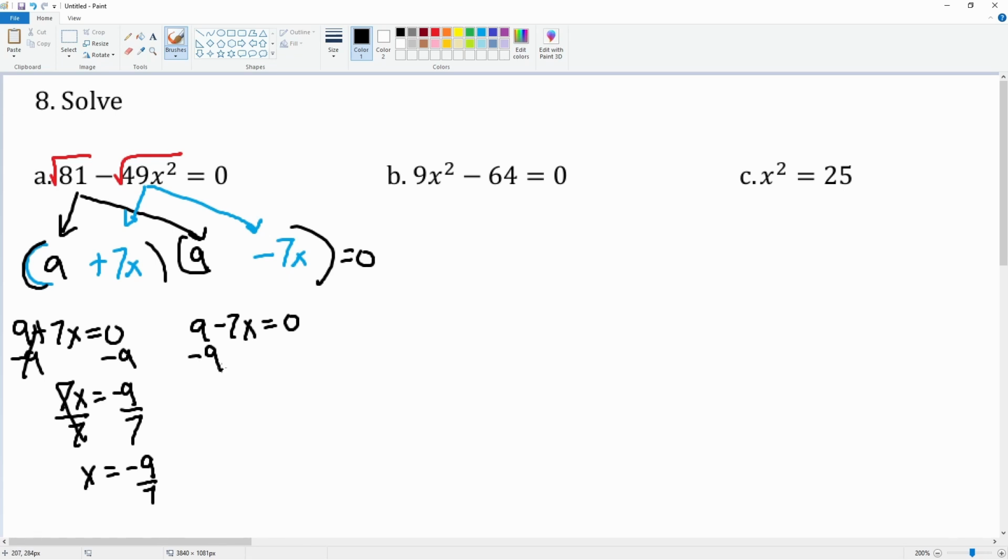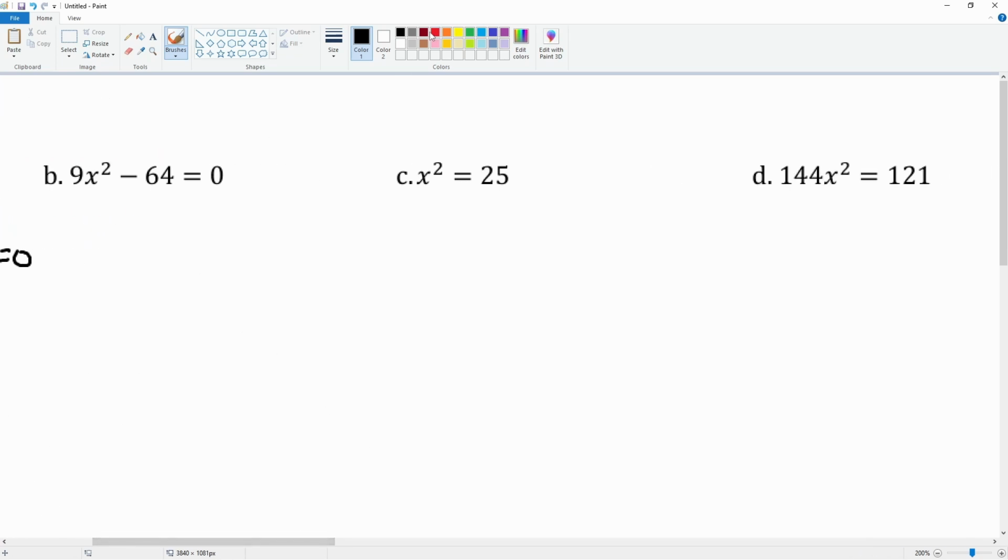Same thing here. Minus 9 to both sides. This cancels. Negative 7x is equal to negative 9. Divided by negative 7, divided by negative 7. This cancels, leaving you with an x is equal to positive 9 over 7. So you see how the answers are the same. One's positive, the other one's negative.